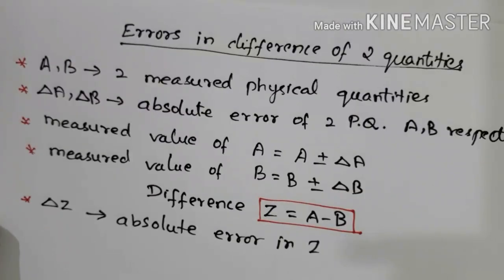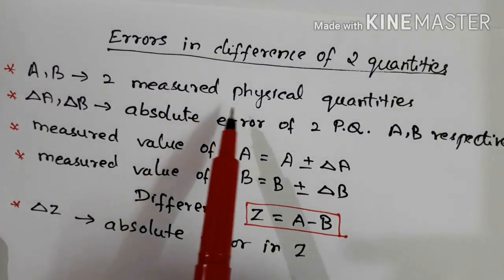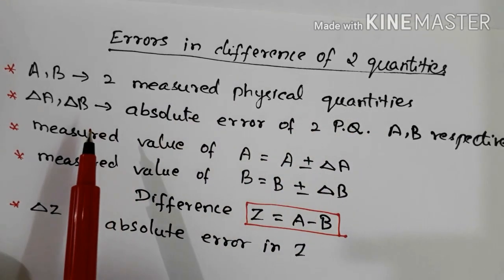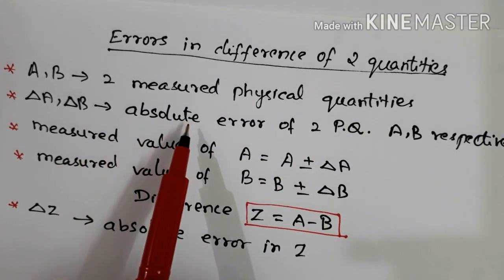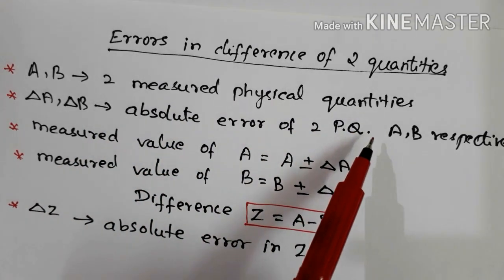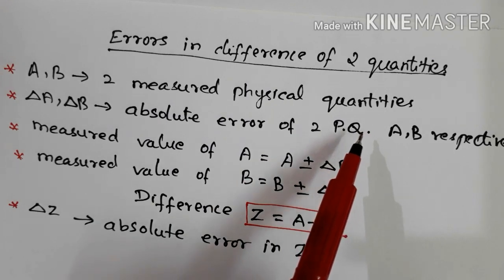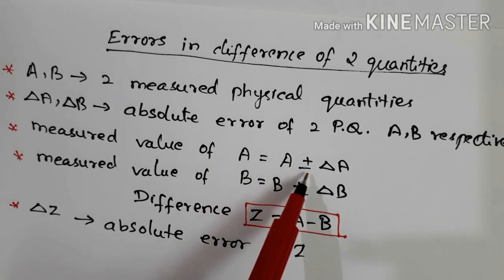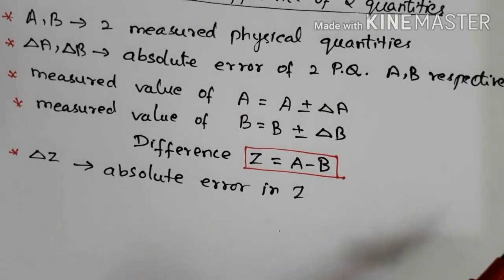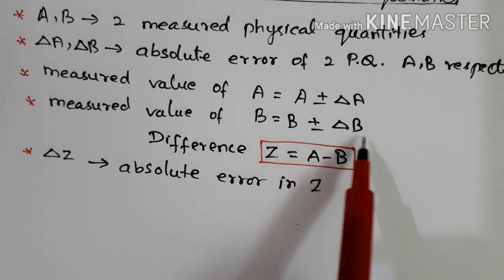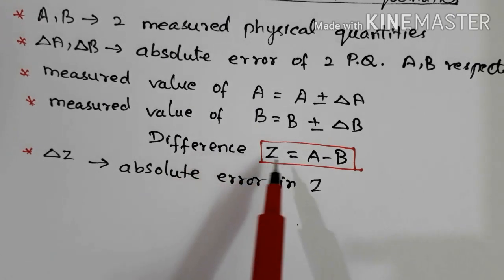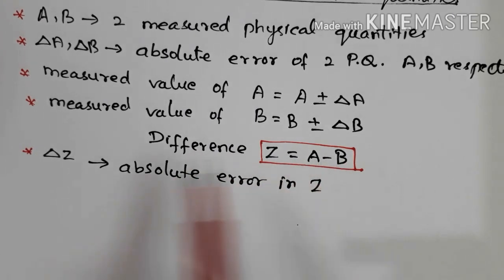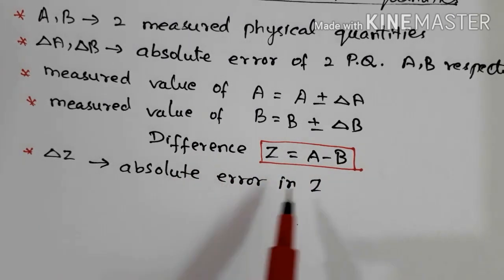Next we will learn how to find the difference between two quantities. Okay, errors in the difference between two quantities. A and B are the two measured physical quantities. Delta A and delta B are the absolute errors of the two physical quantities A and B respectively, right? The measured value of A is A ± ΔA, and the measured value of B is B ± ΔB. The difference you are going to find is Z equal to A minus B. Delta Z is the absolute error in Z.